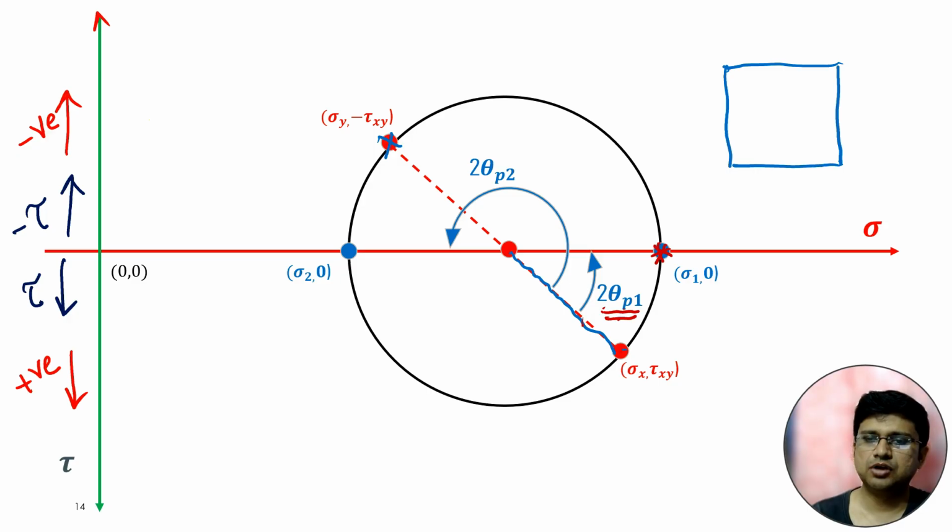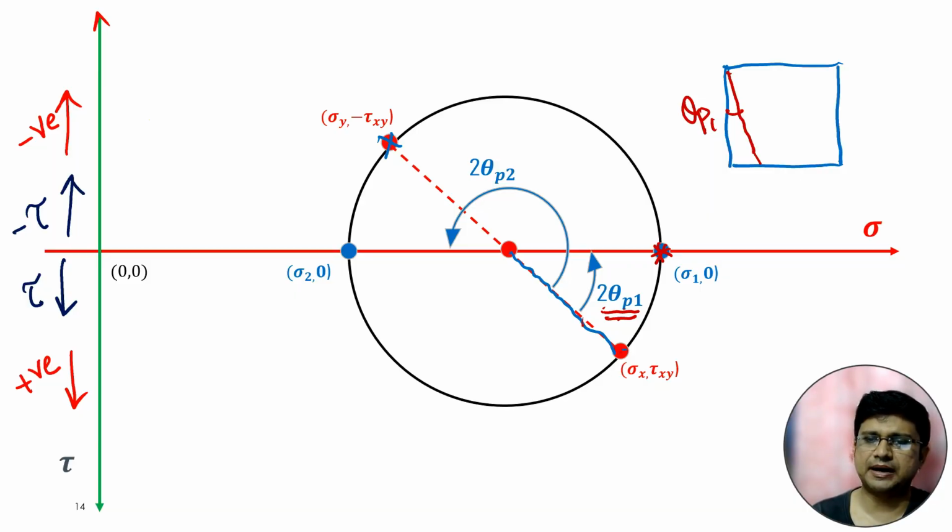So what is the angle of the major principal plane with respect to our vertical plane? In Mohr circle it is 2 theta p1. So actually it will be theta p1. For Mohr circle the angle is always double. Here the gap between the vertical plane and the plane of major principal stress is theta p1. If we consider theta p1 angle, then actually we will get the plane of major principal stress.